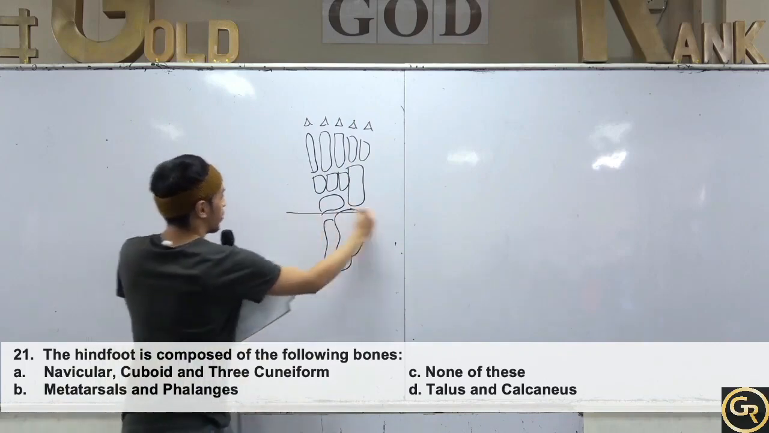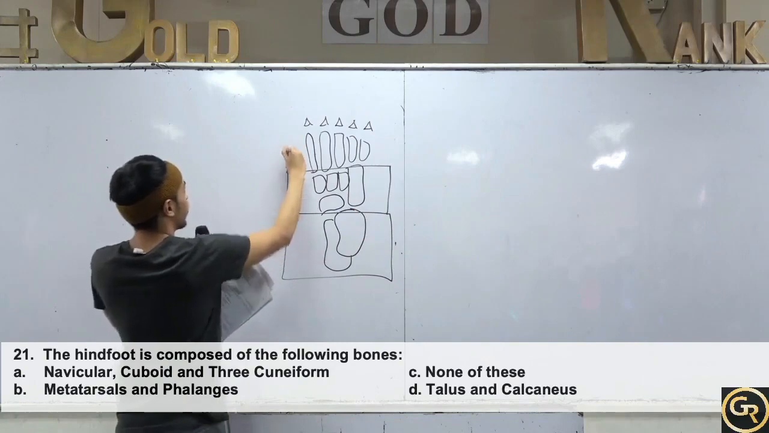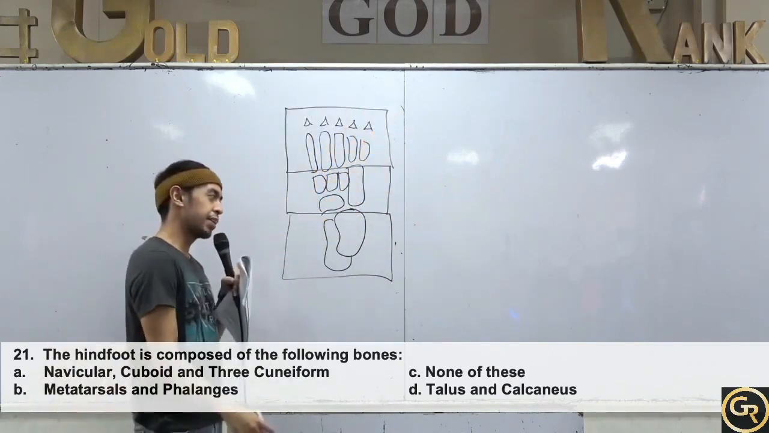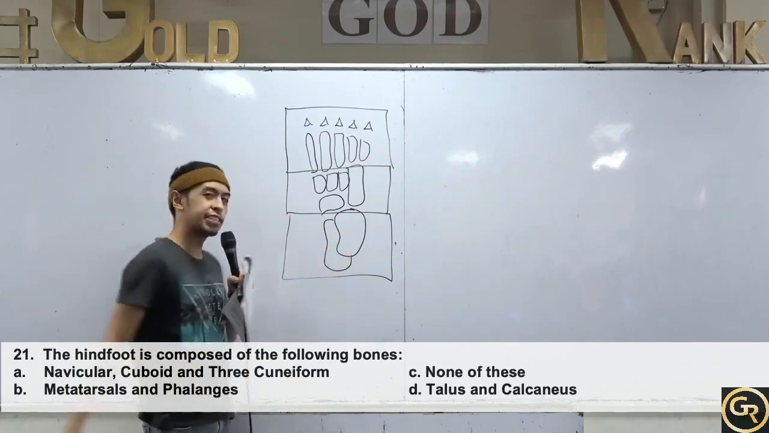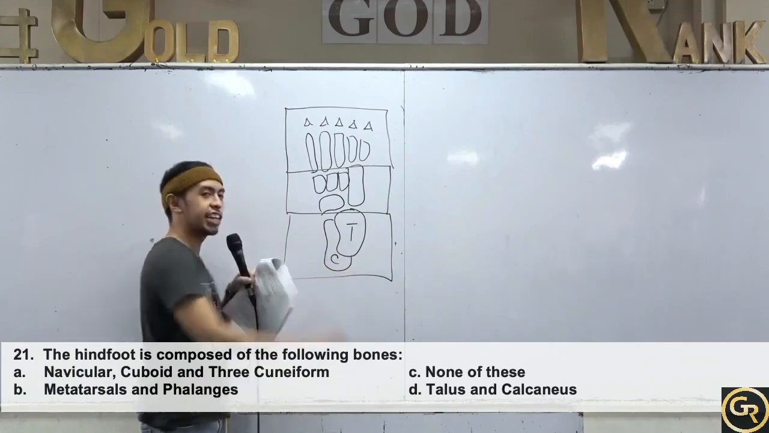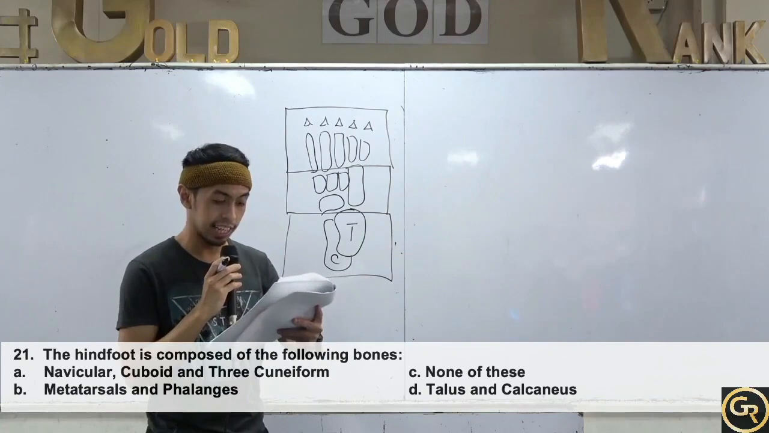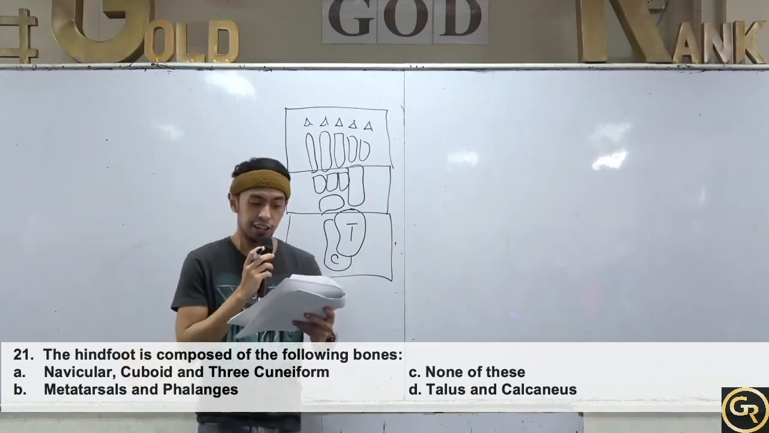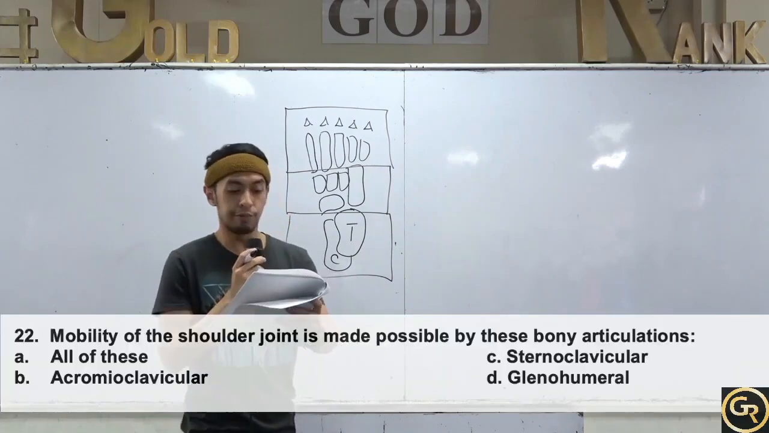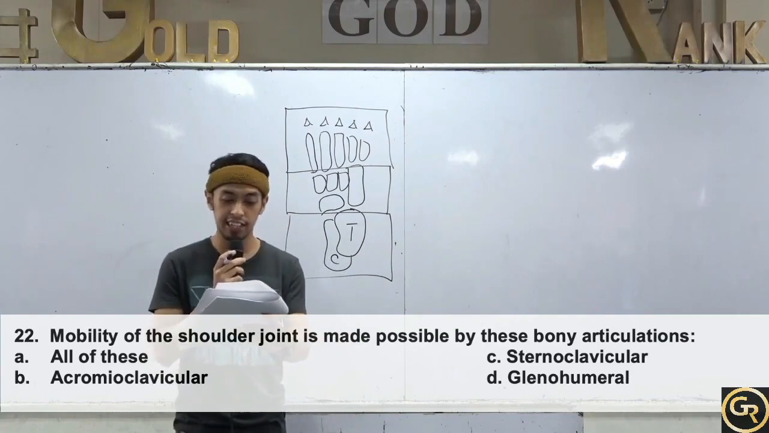Okay, your hind foot would be this area, your midfoot would be this area, and your forefoot is this area. Okay, so pag sinabi nating hind foot, it's the posterior portion. Sino po yung mga bones na nandun? It's your talus and your calcaneus. Okay, so meron po ba ditong choice na talus and calcaneus? Yes, it's your letter dog. Okay, your letter dog. Number 22, mobility of the shoulder joint is made possible by these bony articulations.